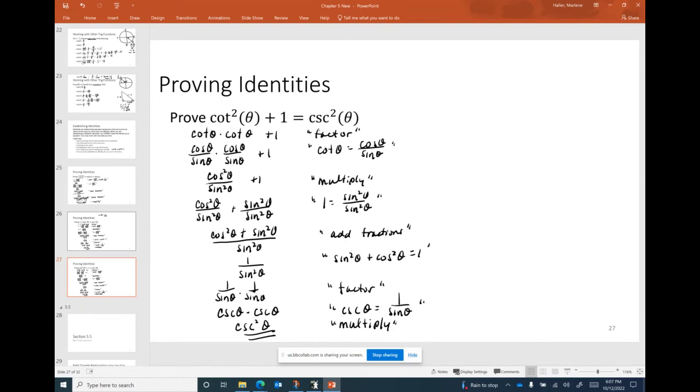Okay, that ends the lecture for section 5.4, the other trigonometric functions.